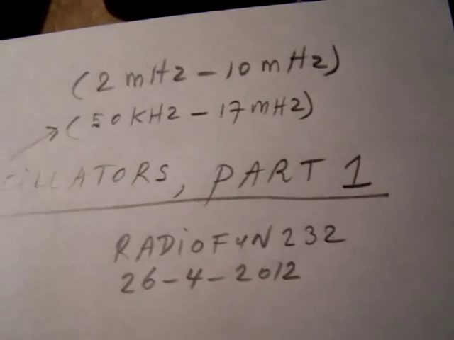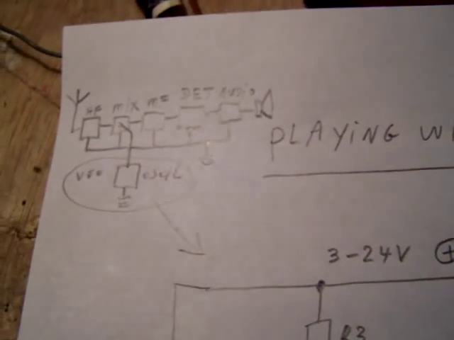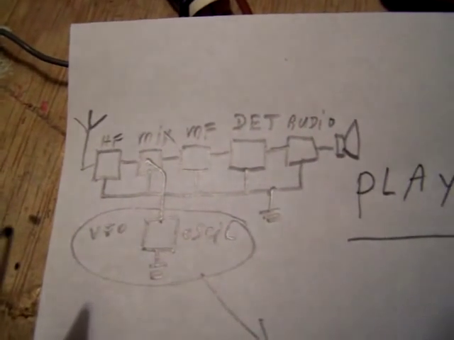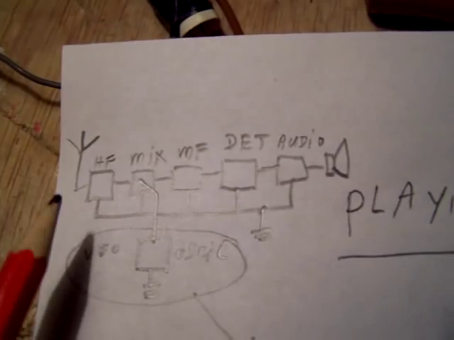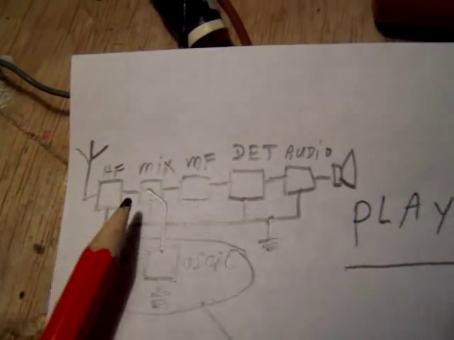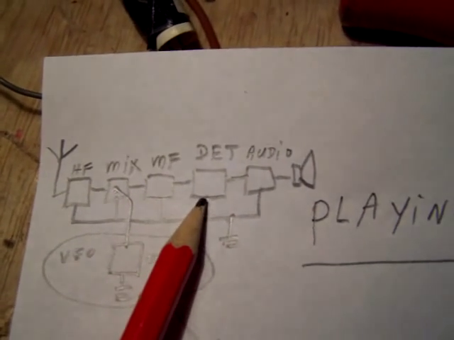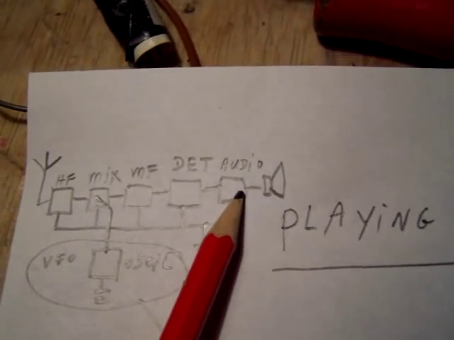And I have published in this book all complete classic radio circuits from superheterodyne radios, and they are made like they were made in the past, in the 50s or the 40s or the 30s perhaps. And a classical superheterodyne radio consists of a high-frequency stage, a mixer, an intermediate frequency stage, a detector for AM, and an audio stage.